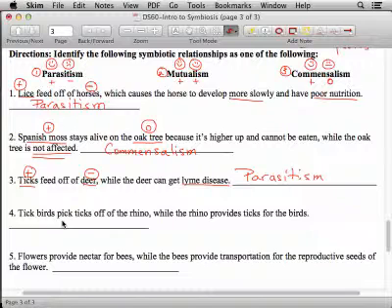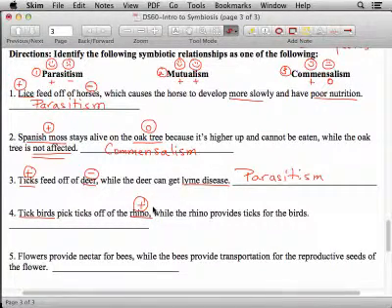For number 4, it says tick birds pick ticks off of the rhino. So we have tick birds and we have rhinos. Now this one's kind of confusing because we've given you 3 different organisms. But the tick bird is simply something that picks ticks off of the rhino. So if the rhino no longer has the tick on it, it's being benefited by the tick bird. So I'm going to say plus.